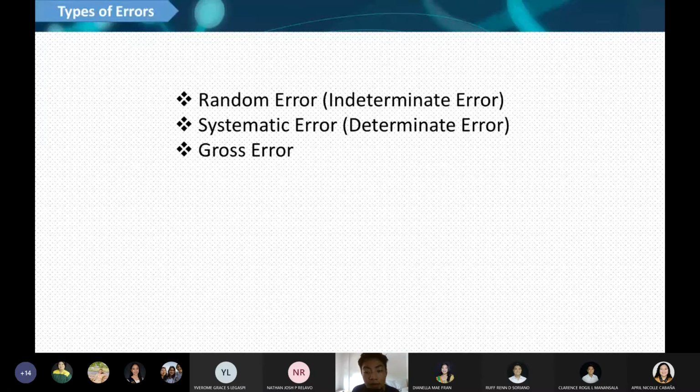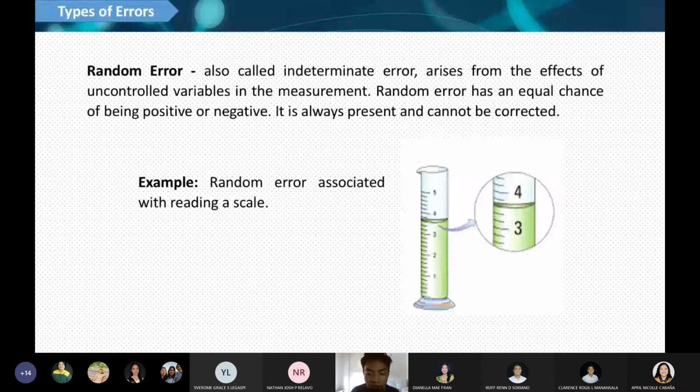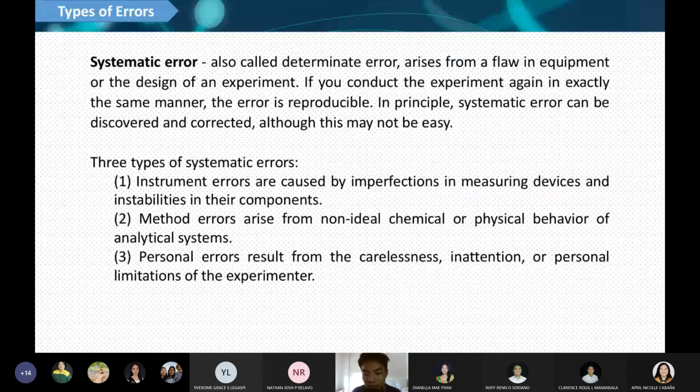That's okay lang. However, if ikaw nagtitimbang ka, then halo-halo na yung mass na nakita mo, iba-iba na yung values, most likely, may dalawa kang other types of error pa. You either have systematic error or the worst one is the gross error. So let's talk about systematic errors first.